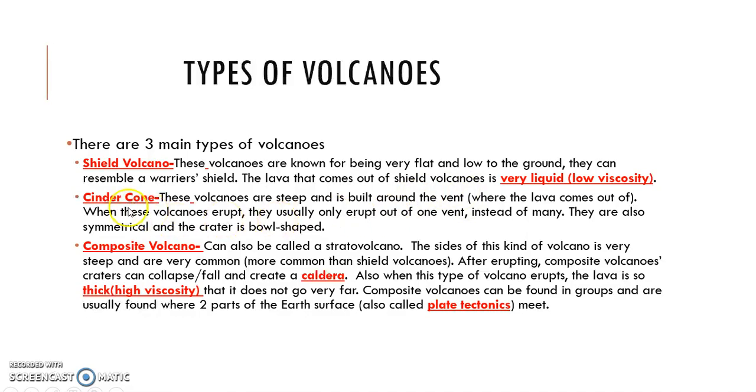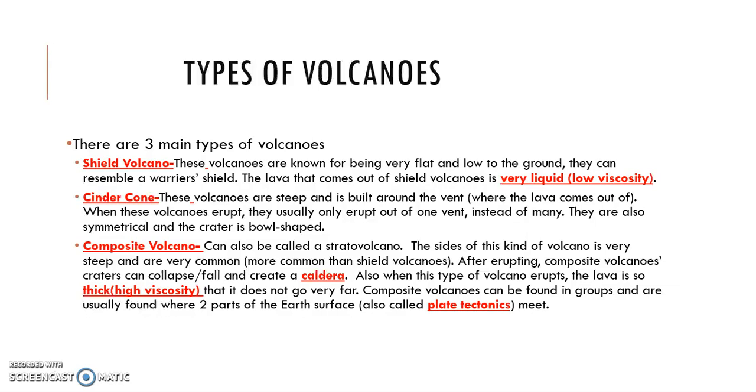Next is a cinder cone. These volcanoes are very steep, and it's built up to the vent, where the lava comes out. When these volcanoes erupt, it's usually only out of the top instead of many different smaller ones from the side.